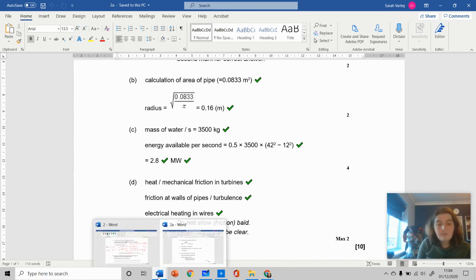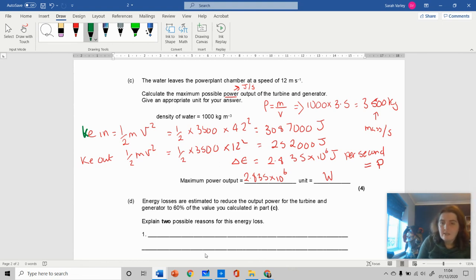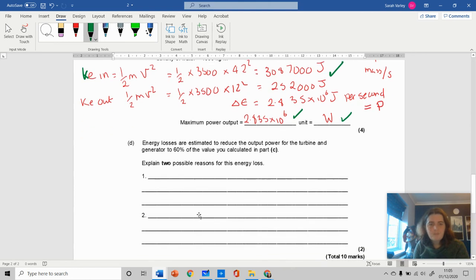Had a look at the examiner's report. You can get away with just saying 10 to the 6 and putting watts in. So one mark from finding my mass, one mark for my energy transfer, one mark for the correct answer, and one mark for my correct unit. If you ever see a unit space like this, even if you don't get the number, you can just put the unit in. So just keep aware of that one.